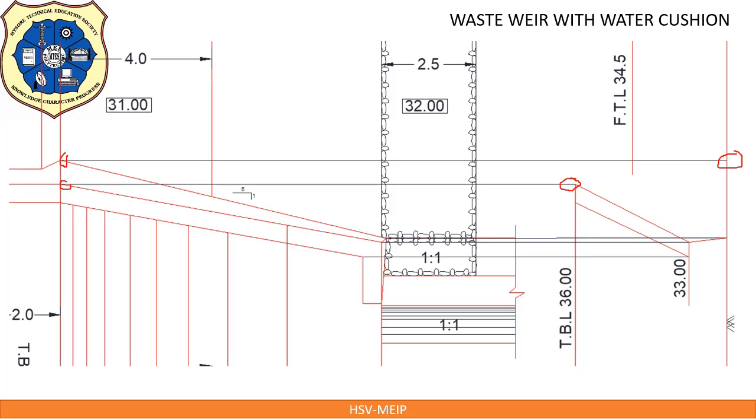Project top width of the wing wall up to TBL. You can project here this point. Also project the top width of the wing wall near the return wall up to 33.00 level. This top width up to 33.00 level and bottom width up to ground level. This bottom width here, this up to ground level.